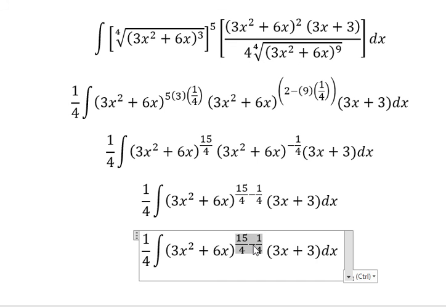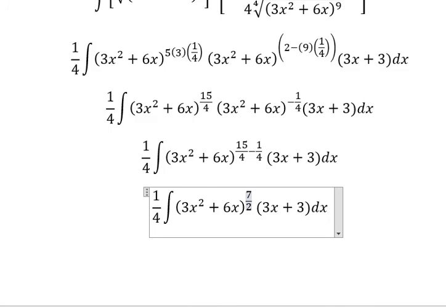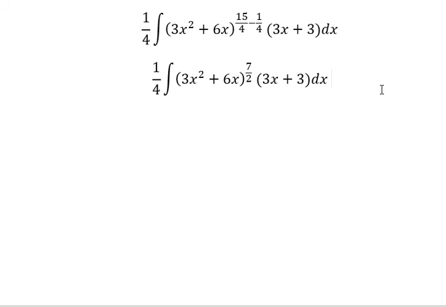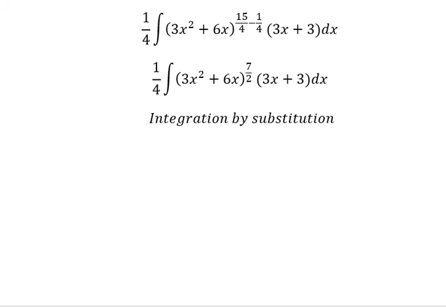So this one we have 7/2. Next we can use integration by substitution. So I will put u equals to this one.